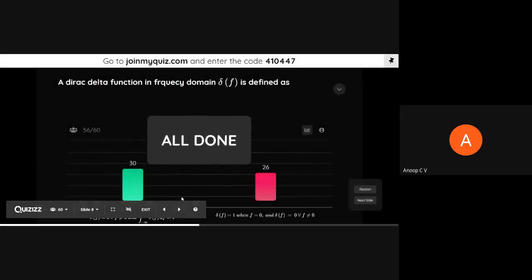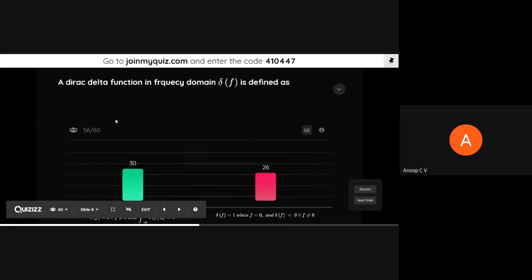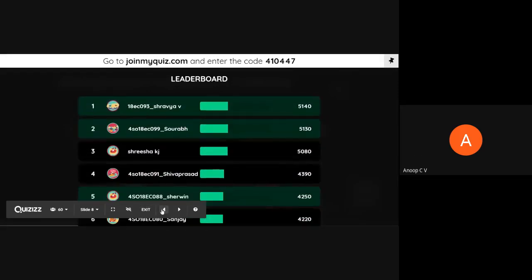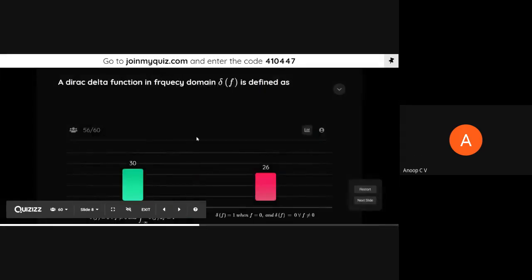So 30 have given the correct answer. The correct answer is del of f is equal to 0 for all f not equal to 0. It is defined only for f equal to 0. And what is the value of del of f at f equal to 0? That we actually can't tell. But what we know is if we integrate del of f from minus infinity to infinity, the area under del of f will be equal to 1. So that is how del of f is defined.